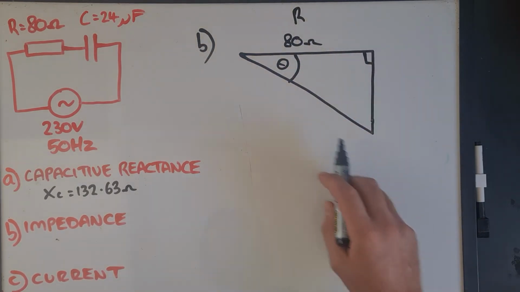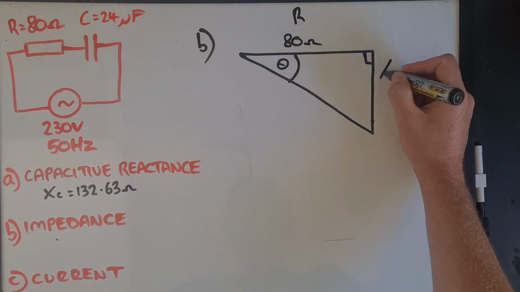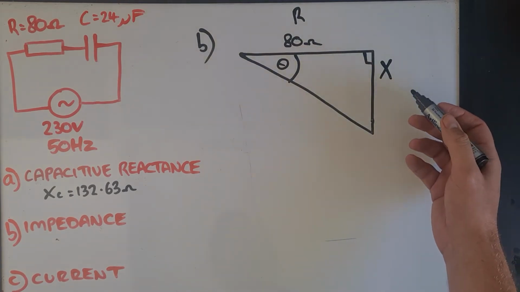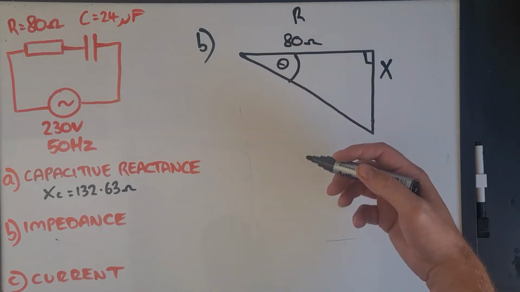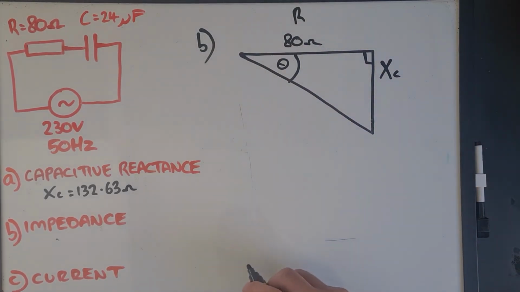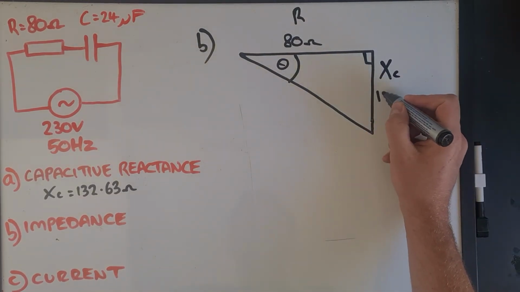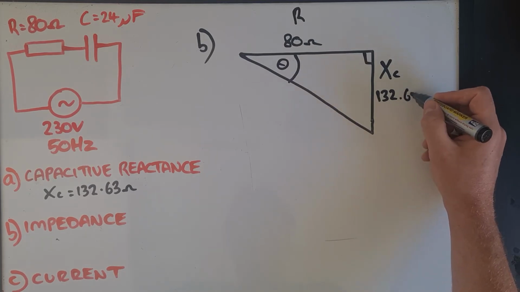The opposite side, or the vertical component of this, is always going to be your reactive component. We tend to symbolize reactance with an X, and in this case it's capacitive reactance, so I'm going to write XC. And we can pop onto that side of our triangle the capacitive reactance that we just calculated, 132.63.